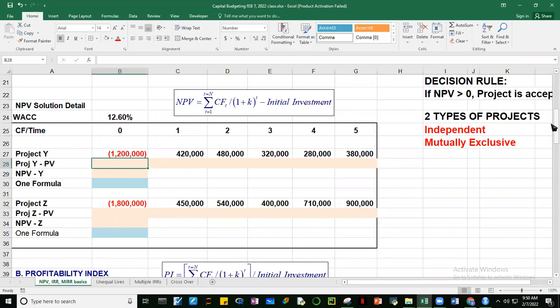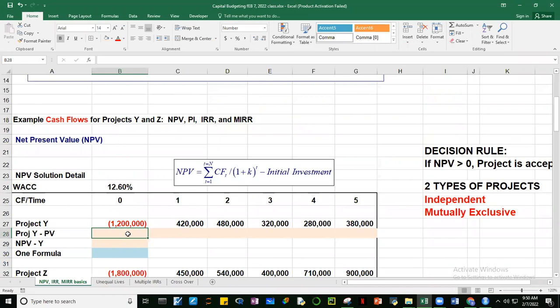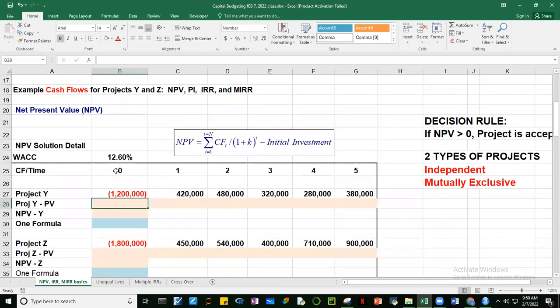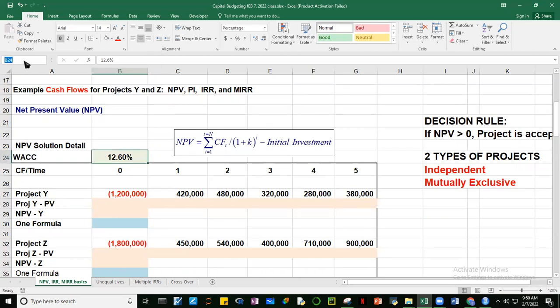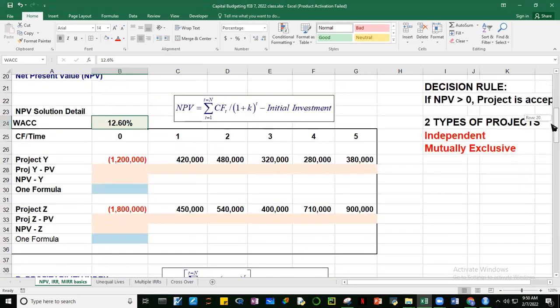If you recall, guys, we have to convert all of these cash flows into present values because we cannot add them. So we're given that the weighted average cost of capital is 12.6%. Let's give this a name for easier access. I'm going to name this WACC. So this now has a name, weighted average cost of capital.